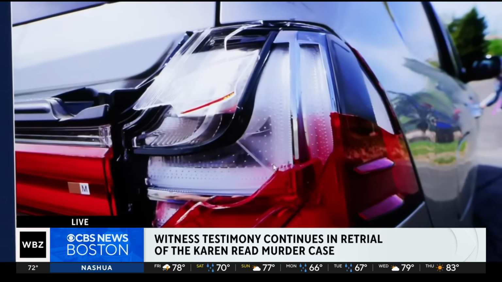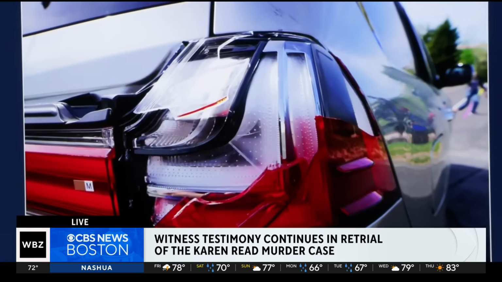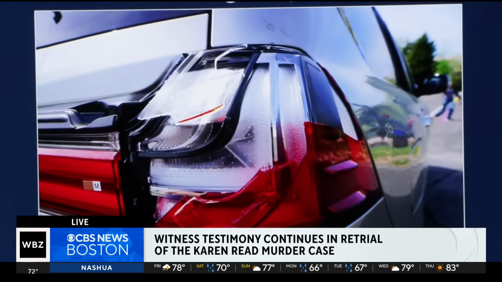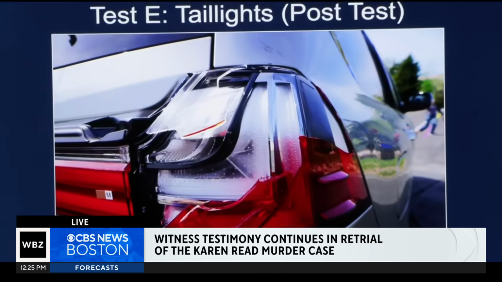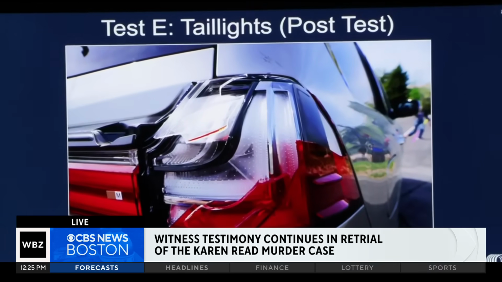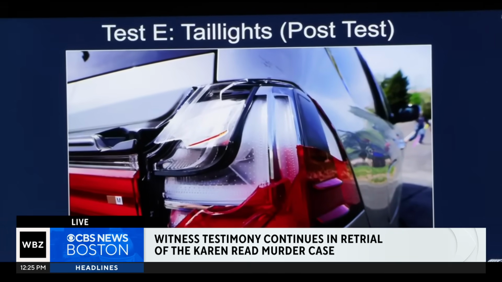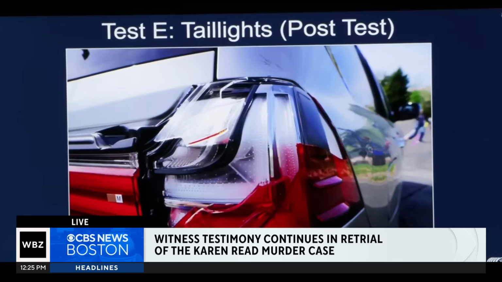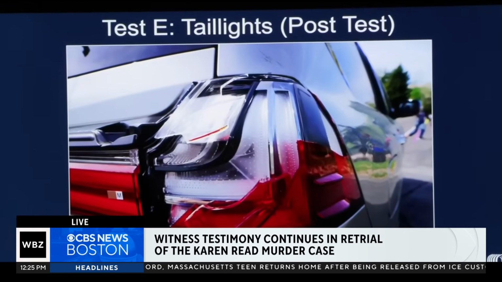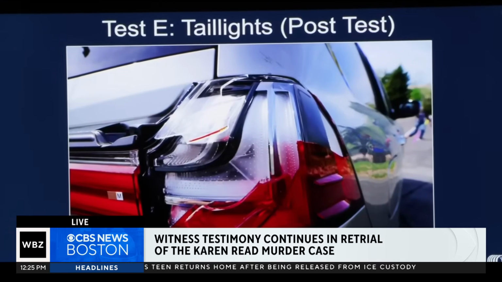What about the chrome piece that's running between the diffusers? I don't believe that was damaged during this test, no. And what about the clear acrylic toward the top left of that taillight housing? It was partially fractured, but not the entire outer portion of it. Next slide, please.